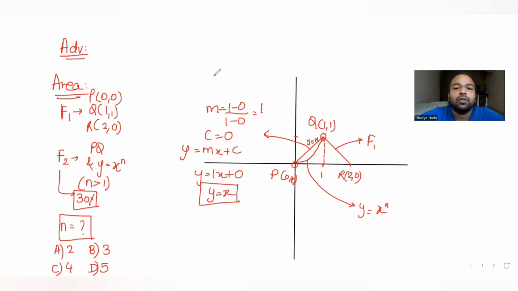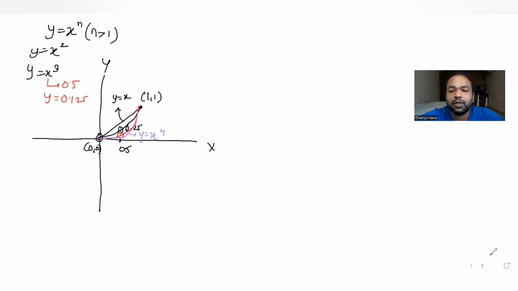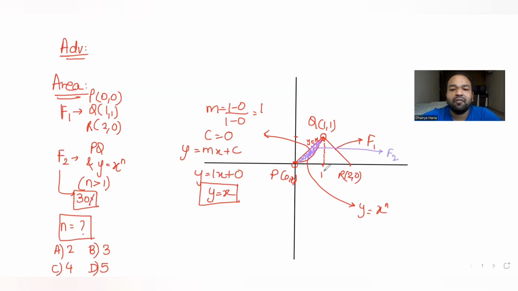And he's telling you that the farmer F2 sweeps away the region of F1, which is between PQ and this. So basically farmer F2 takes away that much land, and that land is basically 30%. So the area swept by farmer F2 is 30% of the entire triangle's area of farmer F1.